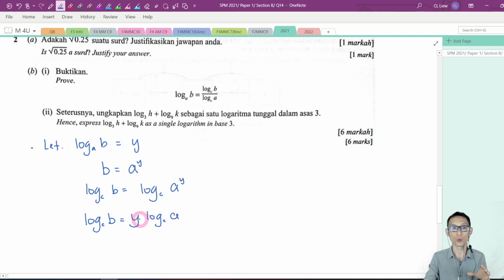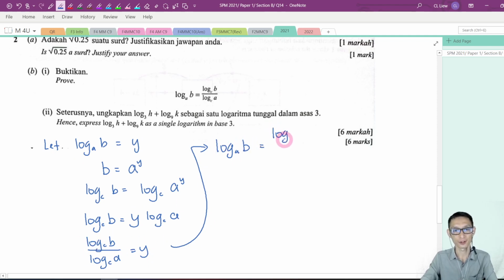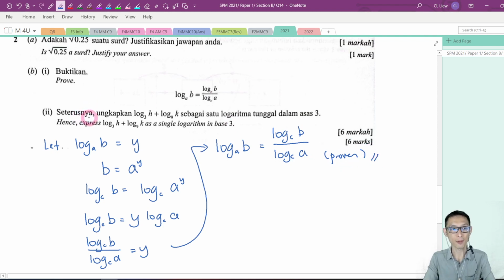Okay, so I want to isolate the y because y is equal to this, right? If I get y is equal to what, then I know this is equal to what. Okay, log base C of B over log base C of A is equal to y. And what is y? y equal to this, right? So y is equal to this. Okay, proven. This is the answer for B1.